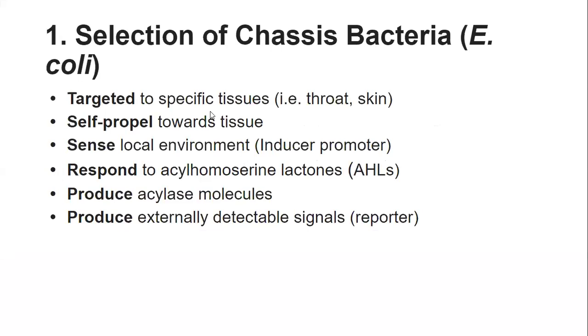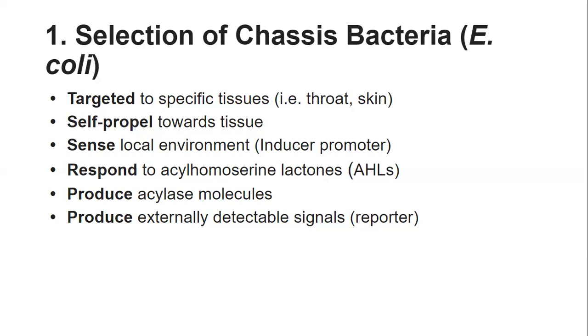So here we have the project methodology. We have 6 stages of methodology. The first one is the selection of chassis bacteria. As you all know, chassis bacteria is a very important aspect when it comes to synthetic biology.